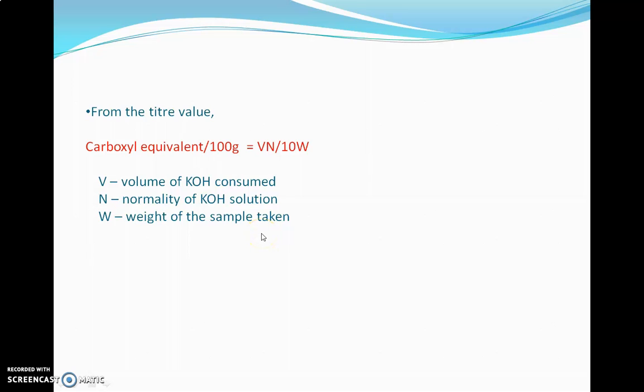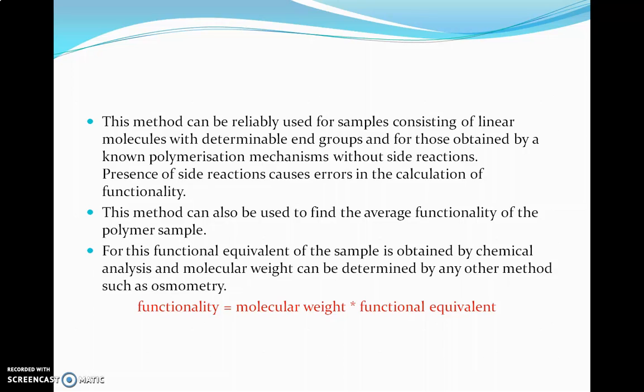From this we can find the carboxyl equivalent per 100 gram of the carboxyl terminated polybutadiene. This is the chemical method used for finding the functional group equivalent, taking carboxyl terminated polybutadiene as an example. Next, this method can be reliably used for samples consisting of linear molecules with a determinable end group and for those obtained by a non-polymerization mechanism without side reaction. Presence of side reaction causes errors in the calculation of the functionality.